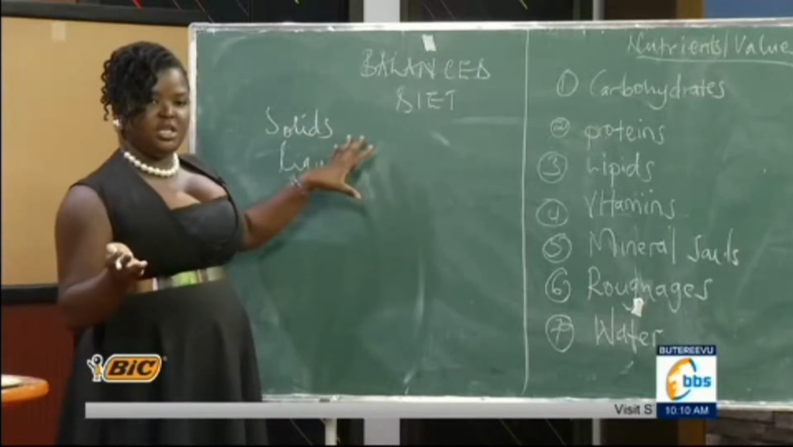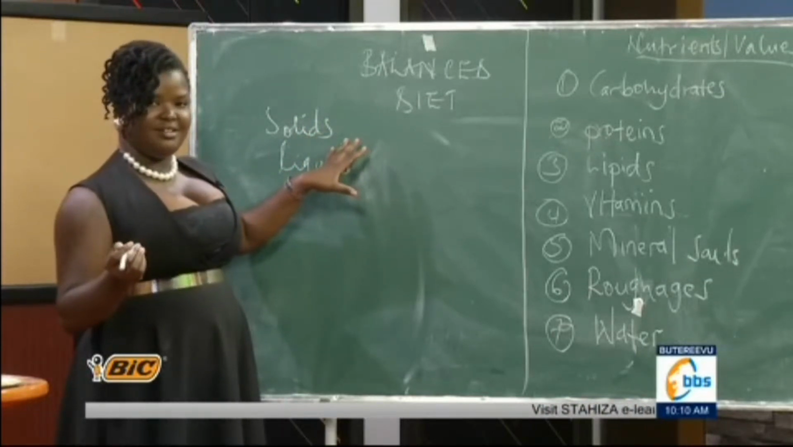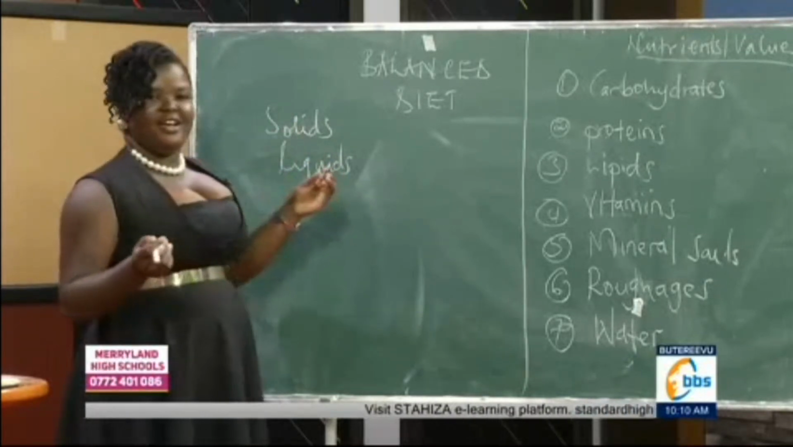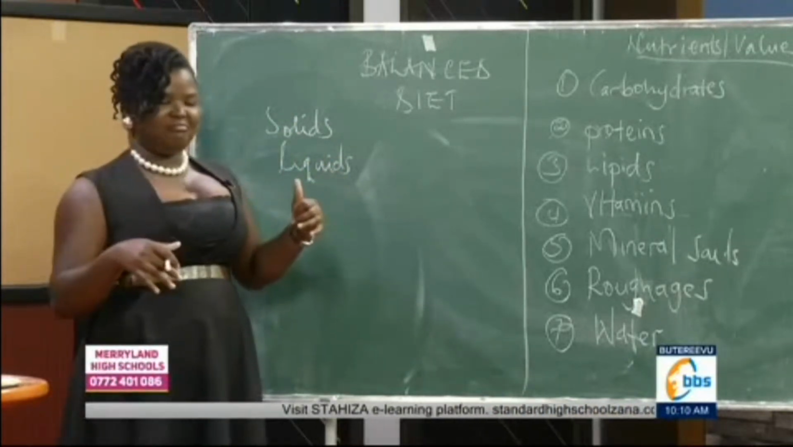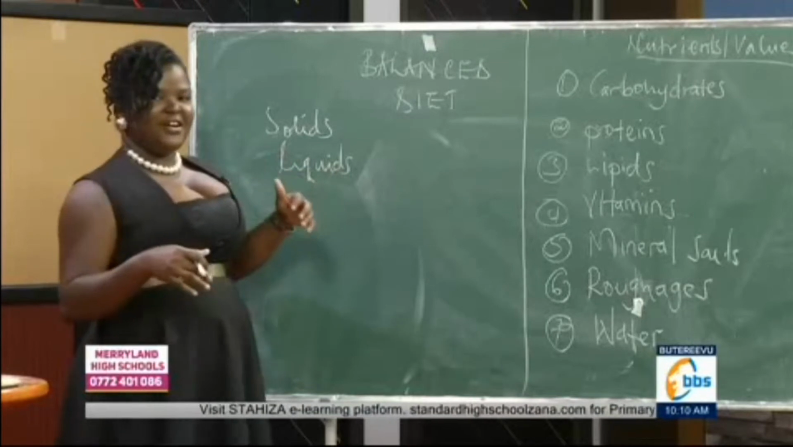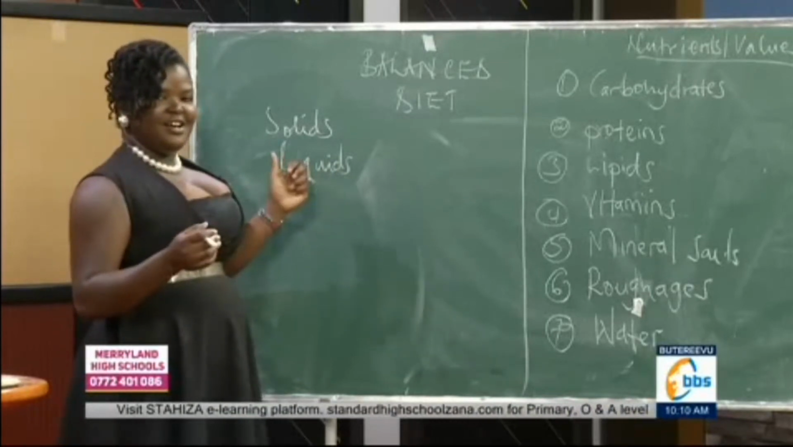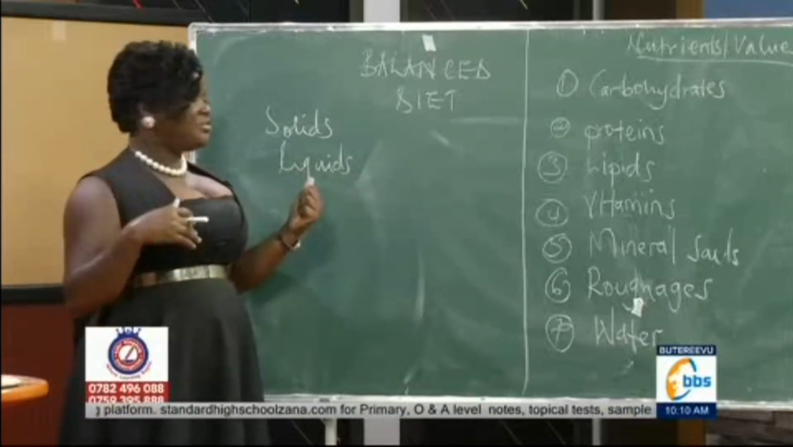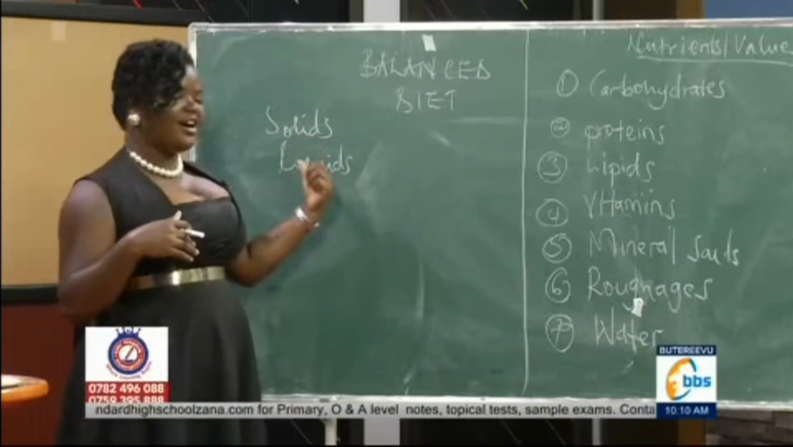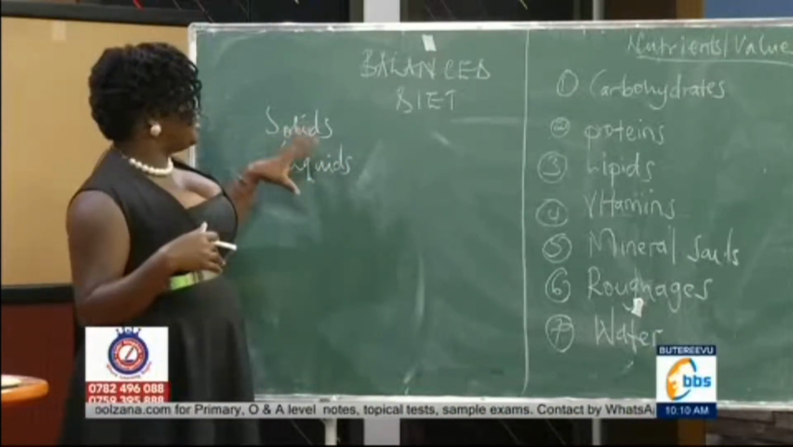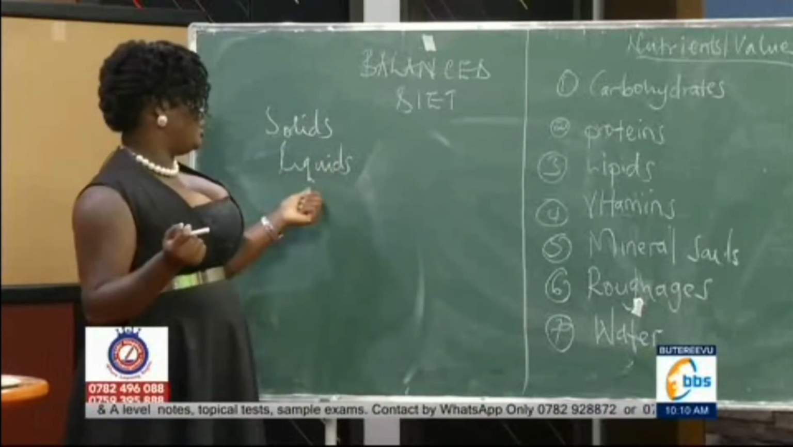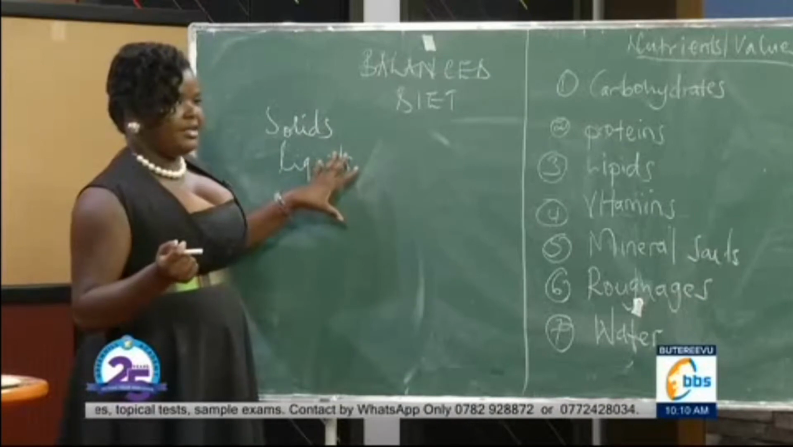Lipids are very important in our body in a way that they surround and cushion our organs, such as the liver, the heart, and the lungs. The major organs are cushioned by lipids against mechanical injury. So we need these in our diet.